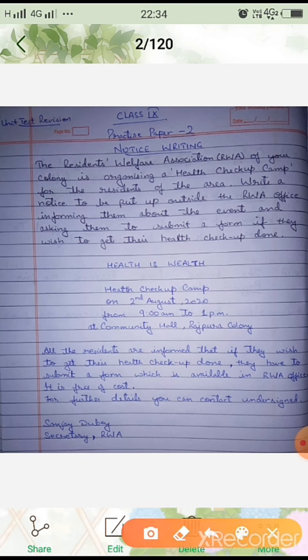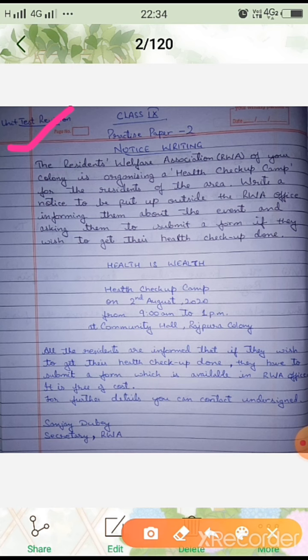Okay, so in practice paper number 2, notice writing is given, so we will practice that today. The Residents Welfare Association of Colony is organizing a health checkup camp for the residents of the area. Write a notice to be put up outside the RWA, what is it? That is Residents Welfare Association office, informing them about the event and asking them to submit a form if they wish to get their health checkup done. Okay, now we have to write a notice on this topic.